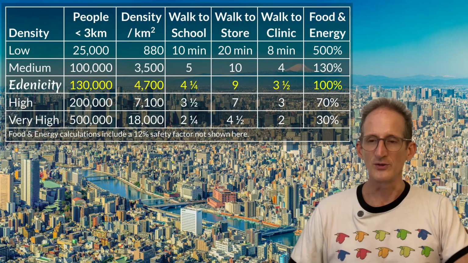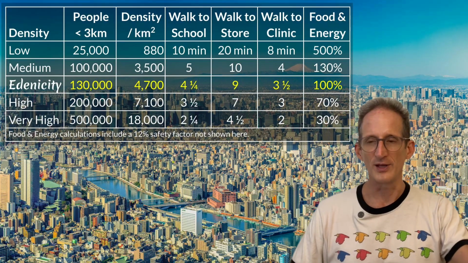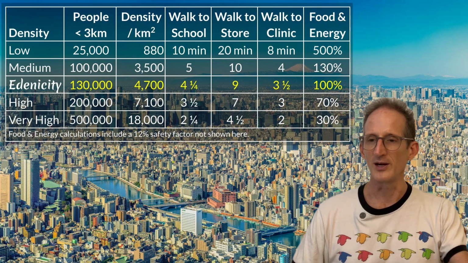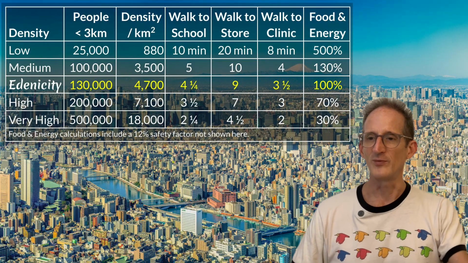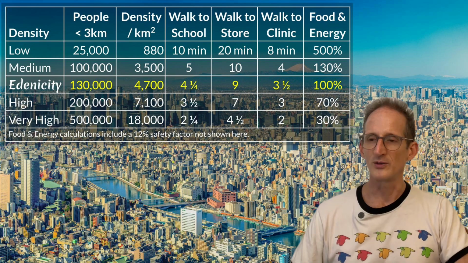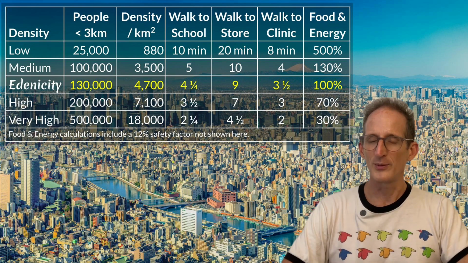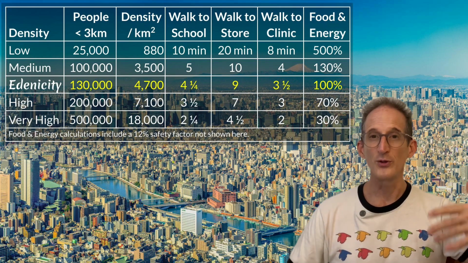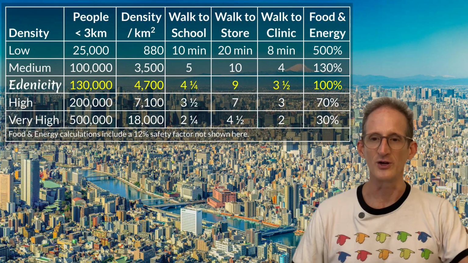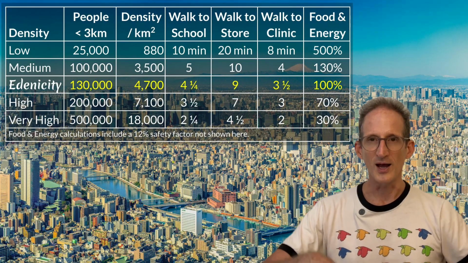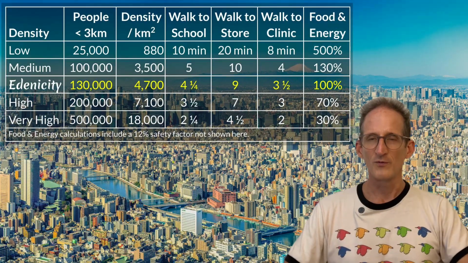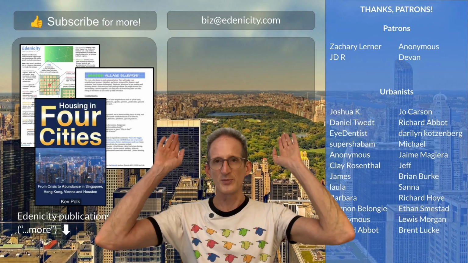And skipping on down to a very high density, you're looking at 500,000 people and up within a 3-kilometer radius, or a density of 18,000 people per square kilometer. That's a 2-minute walk to school, less than a 5-minute walk to the store, 2-minute walk to a clinic, and you are theoretically capable of producing up to 30% of your food and energy on site. So those are our starting points for using density to think about how and how much we can update for total sustainability. Okay, here's that episode I mentioned earlier.